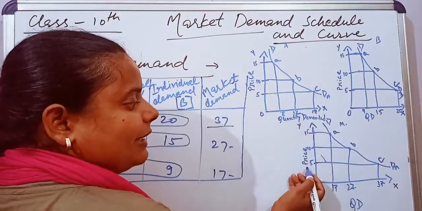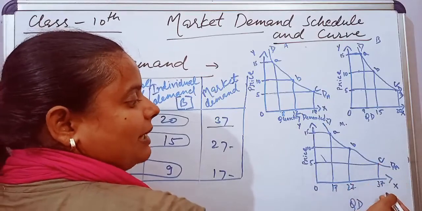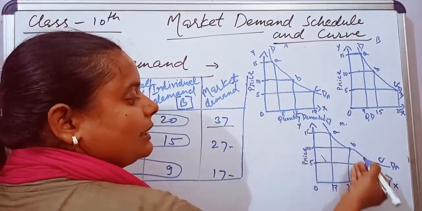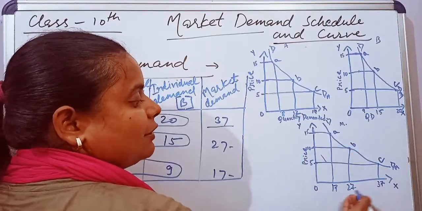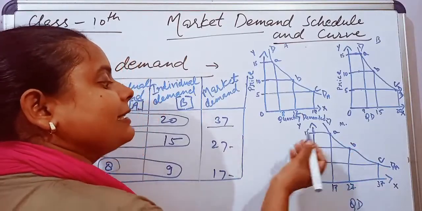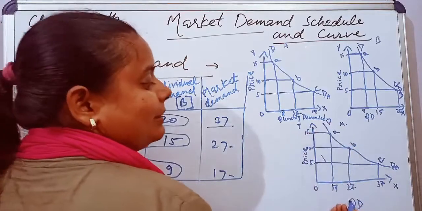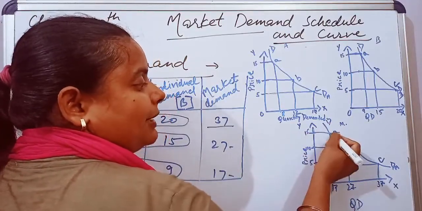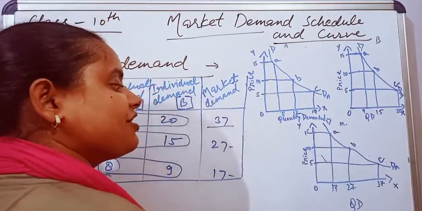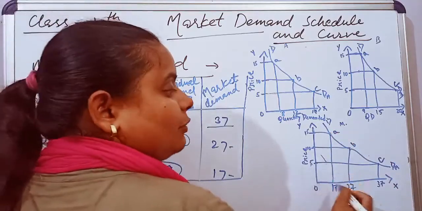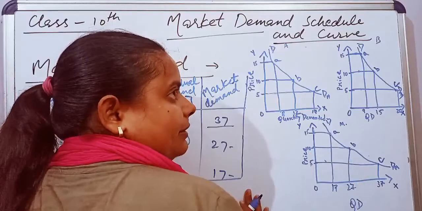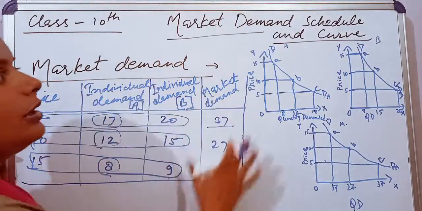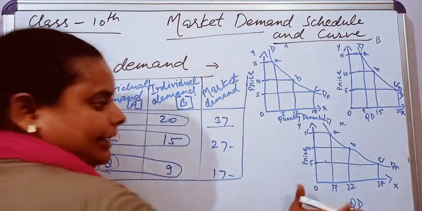In the same manner, you will write: when the price is 5, the quantity demanded in the market is 37. When the price increases from 5 to 10, the quantity demanded decreases from 37 to 27. Again, when the price increases from 10 to 15, the quantity demanded decreases from 27 to 17. And points A, B and C show the relationship between price and quantity demanded in the market. This is the explanation you have to write. Now, this is your market schedule and market demand.